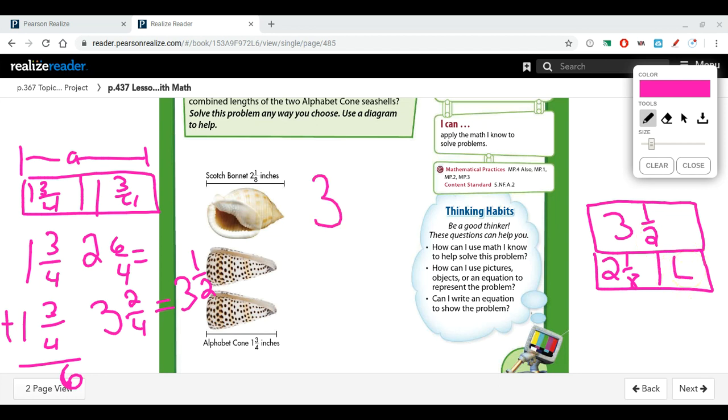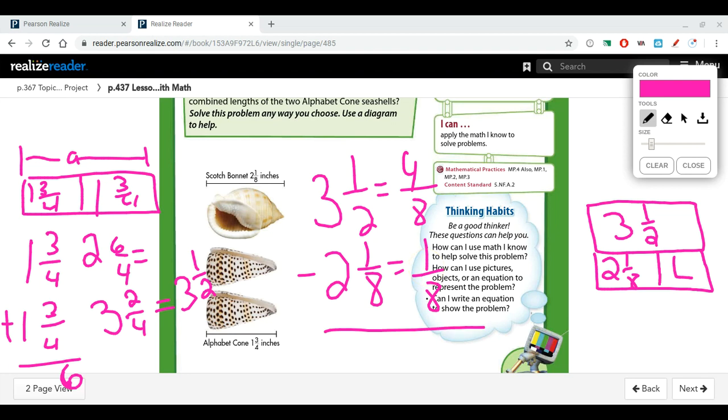So I'm going to do 3 1/2, subtract 2 1/8. Common denominator is going to be 8, so this becomes 4/8. This becomes 1/8. I take a look. Do I need to regroup? Nope. 4 is larger than 1. I don't need to regroup. So I end up with 3/8. And then 3 subtract 2 is going to be 1. So my length, or the difference between the length of the Scotch bonnet and 2 of the alphabet cones, is going to be 1 3/8 inches.